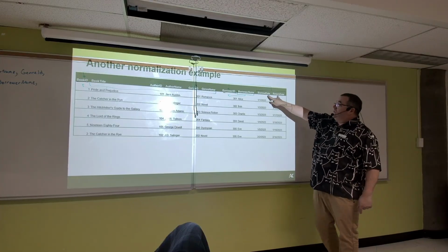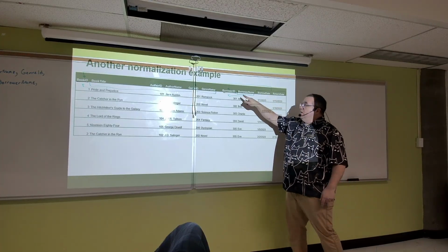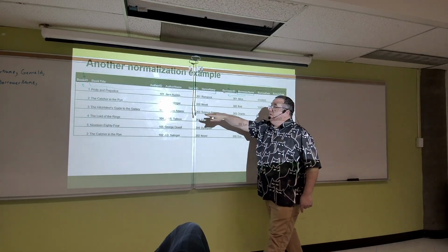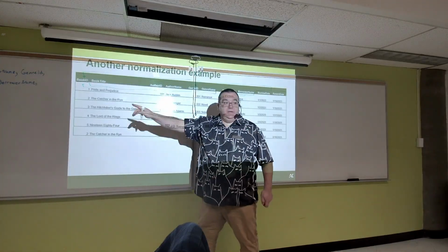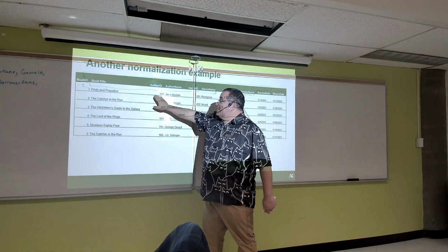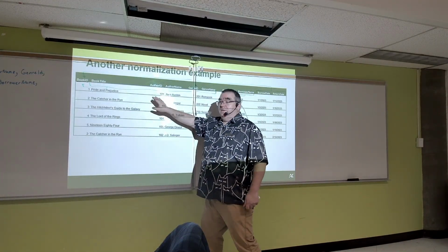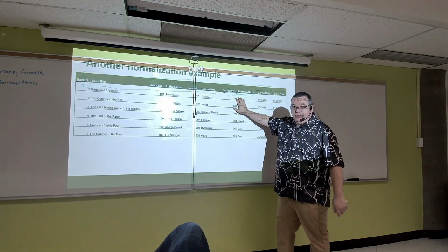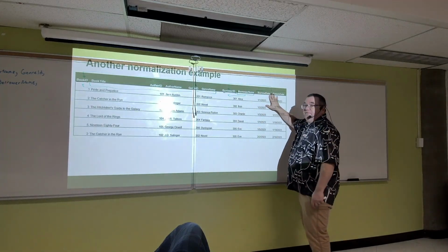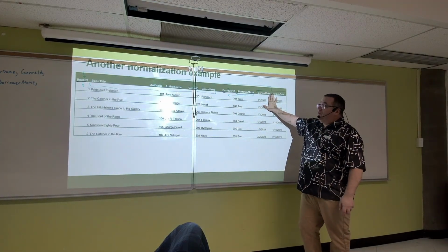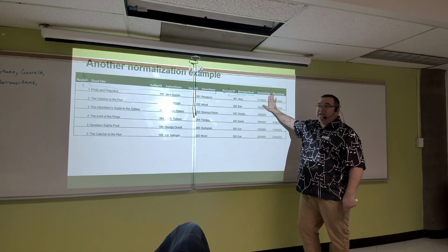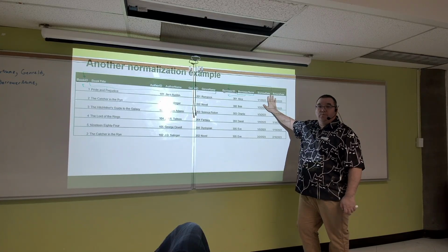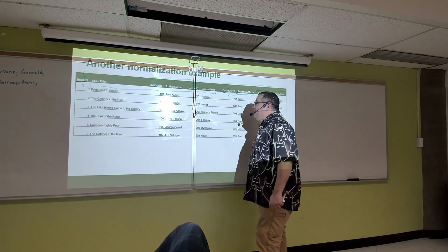So we know that this is dependent on the whole key, this is dependent on part of the key, and this is dependent on part of the key. So this is a partial dependency. This is a partial dependency. This is a full dependency. So how many entities am I going to break this down into? Three, starters.